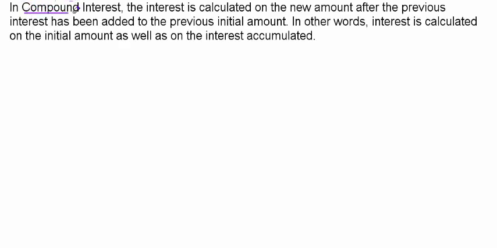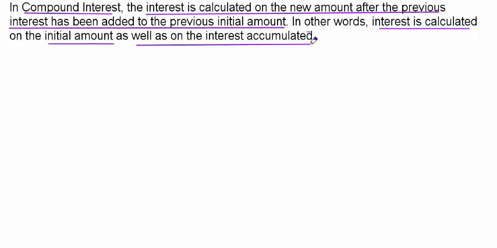In compound interest, the interest is calculated on the new amount after the previous interest has been added to the previous initial amount. In other words, interest is calculated on the initial amount as well as on the interest accumulated. Let's take a simple example.